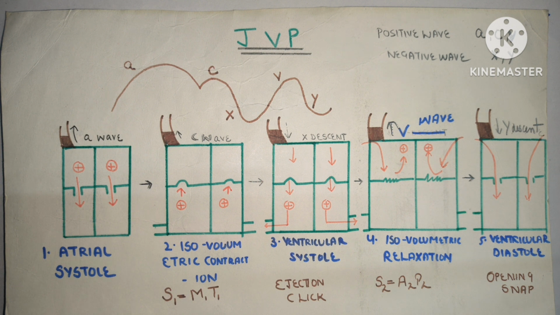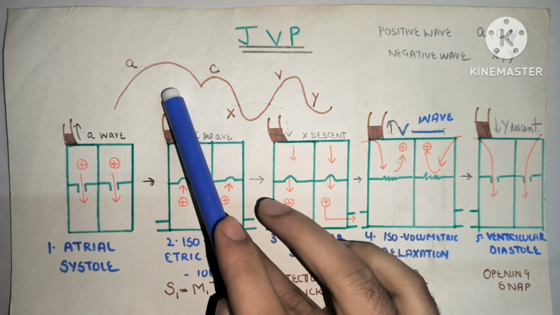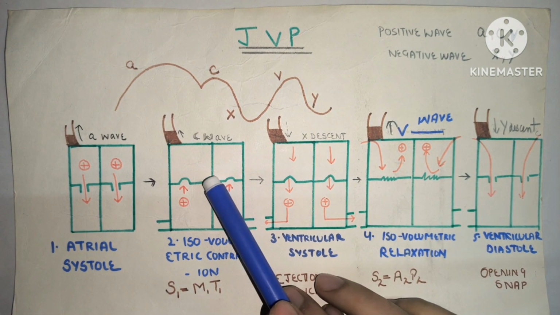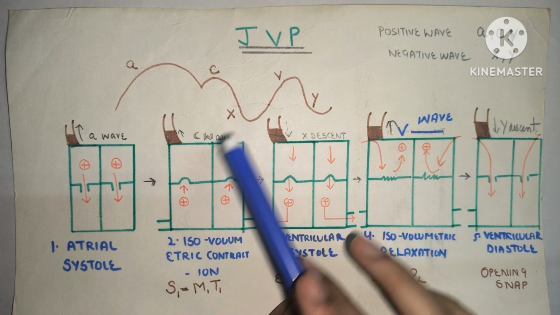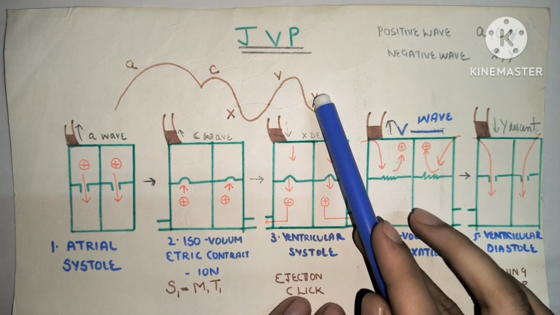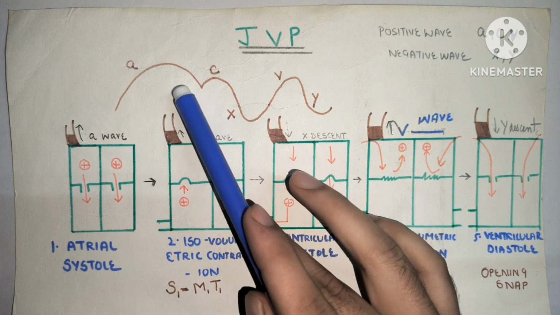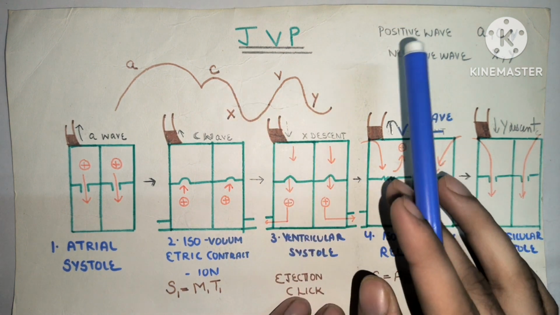Today we are going to study a very important topic, JVP. So let's start. JVP, guys, the full form is jugular venous pressure. This is the waveform of JVP: A, C, X, V, Y. It has positive waves A, C, V and negative waves X, Y. Positive wave means the waves which have an upward trajectory, and the negative wave means which have a downward trajectory.